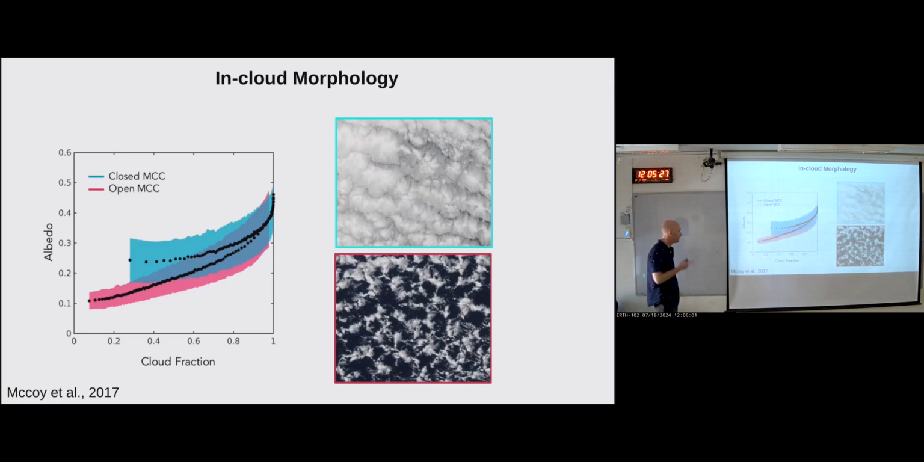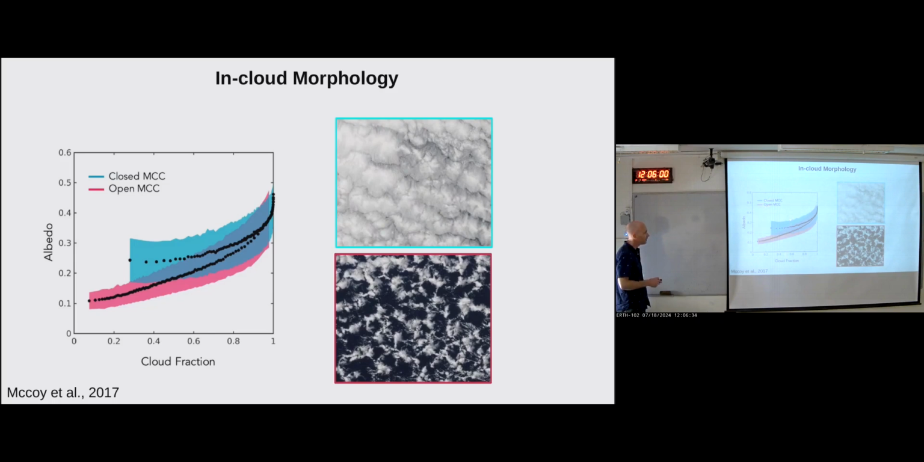And this work by Isabelle McCoy, they use machine learning on satellite data, and they classified cloudy scenes into cloud regimes: open cells, closed cells, and other types, fog and disorganized, different cloud field morphologies. And they show here the albedo as a function of the cloud fraction. This is from observations, similar to before, but they show it for closed and open cells differently.